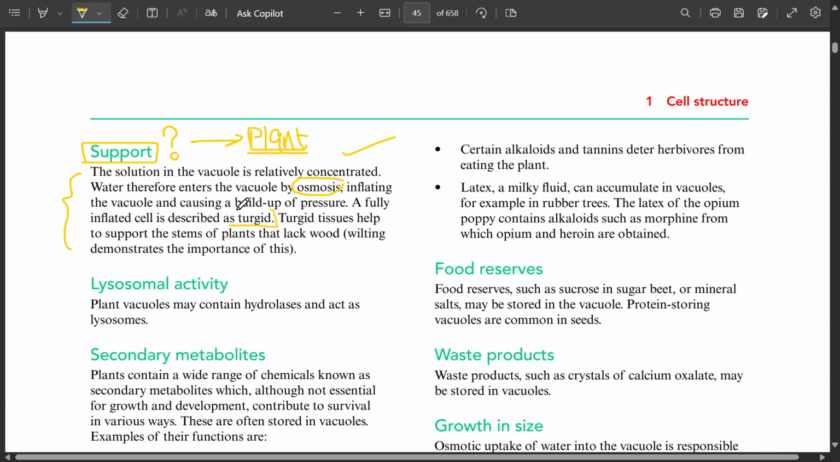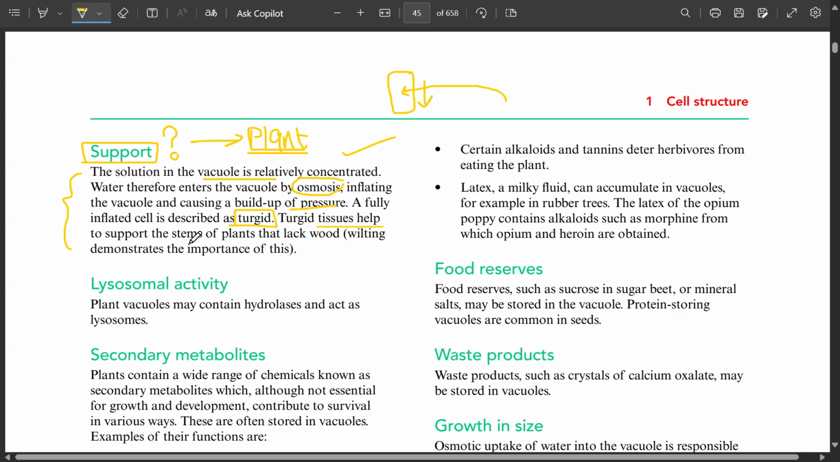Turgid. The solution in the vacuole is relatively concentrated, which means concentrated means what? A high water potential or low water potential? Low water potential. Exactly. So when the vacuole has a low water potential, water is going to enter and build up the pressure inside the vacuole. A fully inflated cell is described as turgid. We call this stage turgidity.